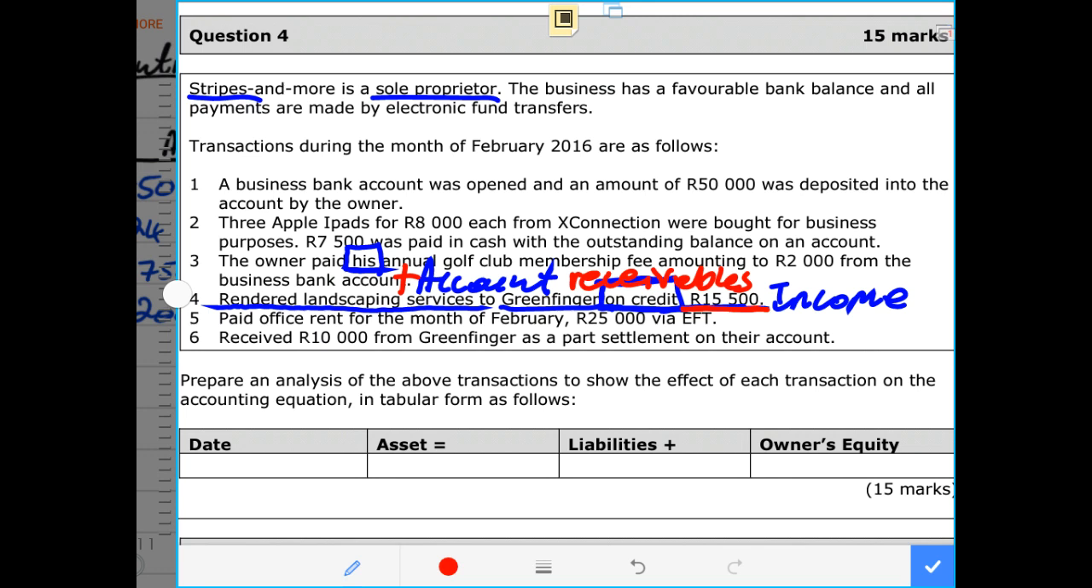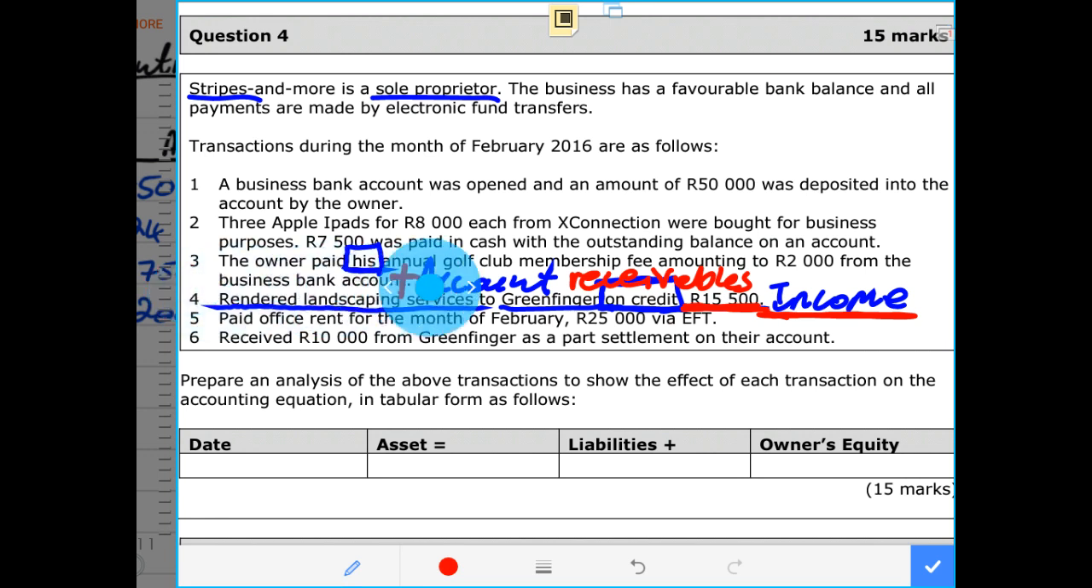So we rendered a service and the customer did not pay, therefore that will be increasing account receivables, which is normally called a debtor. Our account receivables are increasing by 15,500, and at the same time our income will be increasing by 15,500. Why? Because the main source of income for this business is to render landscaping service. Whenever they render the landscaping service, that becomes income to this business.